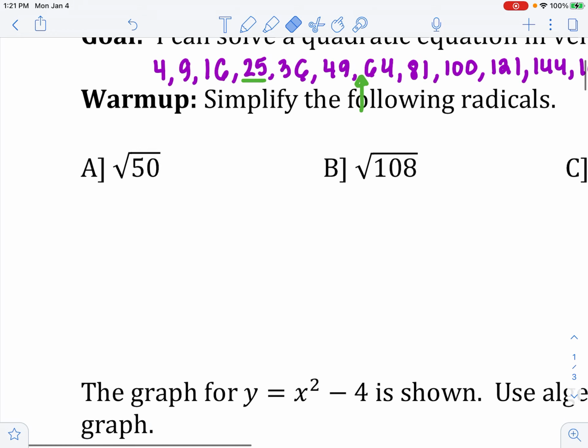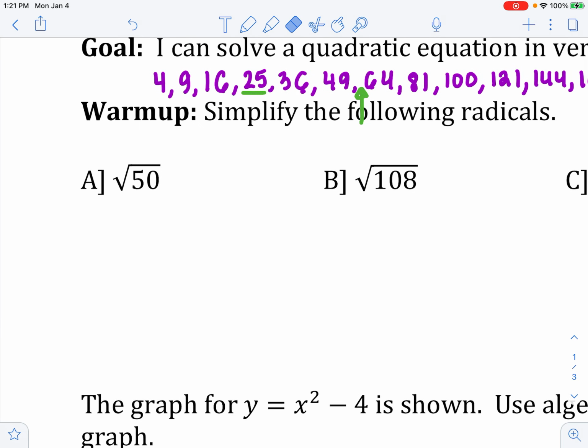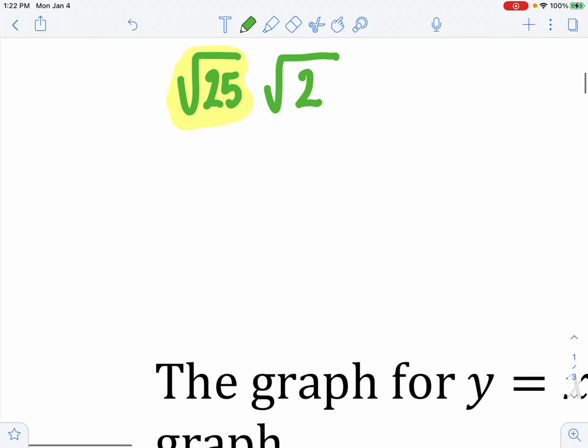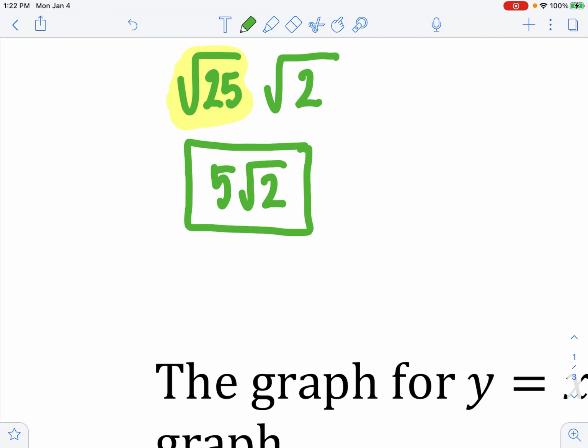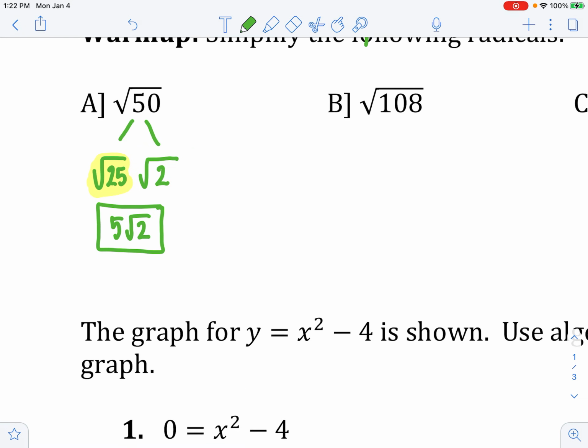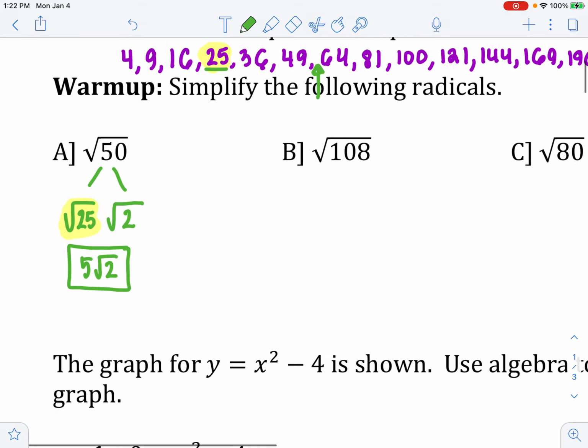So 25 goes into 50, okay? So what I'm going to do is I'm going to break this into 2 radicals. This first radical is always going to be from that list. So 25 goes in there, and how many times does 25 go into 50? Twice. So now you're going to simplify this. The one that's highlighted, the first one, you're always going to be able to simplify. The square root of 25 is 5, and then times root 2. And you don't have to put the times. You can just write 5 root 2. Okay? If you put root 50 in your calculator and you put 5 root 2 in your calculator, you'll see that they give you the same decimal answer. They're equivalent.